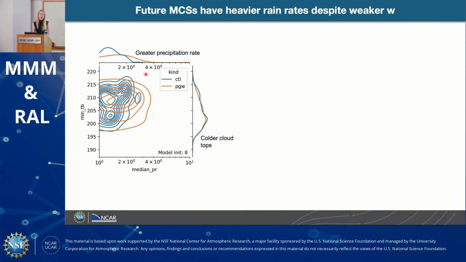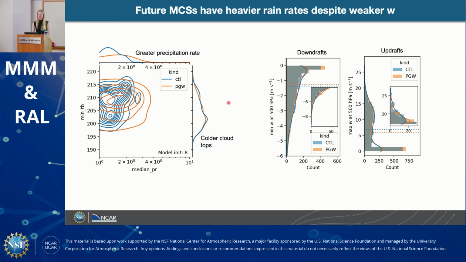And then we looked at the properties of the MCSs themselves in a future climate. So this is a 2D histogram of minimum brightness temperature and the median precipitation rate in those MCSs. You can see the distribution to both the top and side of the plot, and you can see a clear shift in heavier precipitation rates in those future MCSs. And there's maybe slightly colder cloud tops, but it's a little bit hard to tell from this plot here.